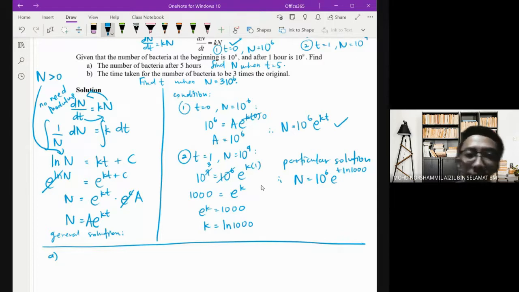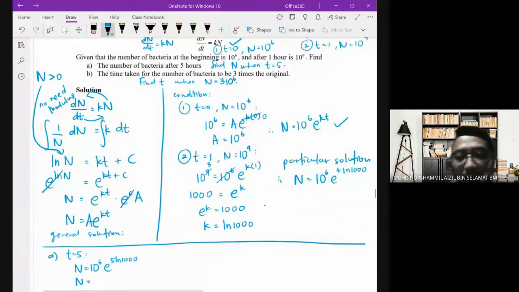A. The number of bacteria after 5 hours. I already said it earlier, look at the blue color. Find n when t equals to 5. So just substitute. n equals to 10 power of 6 exponential 5 ln 1000. Okay, and then calculate. What do you get for your n?